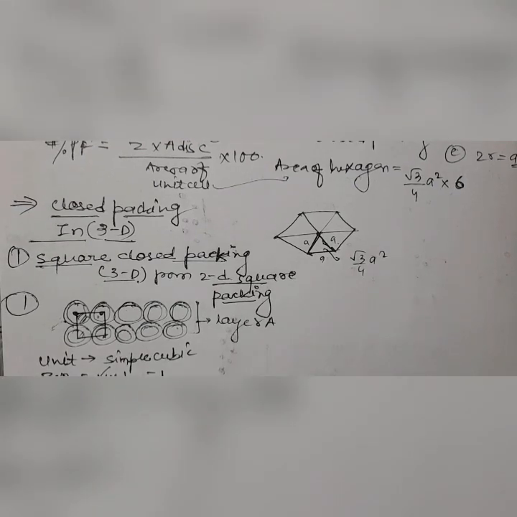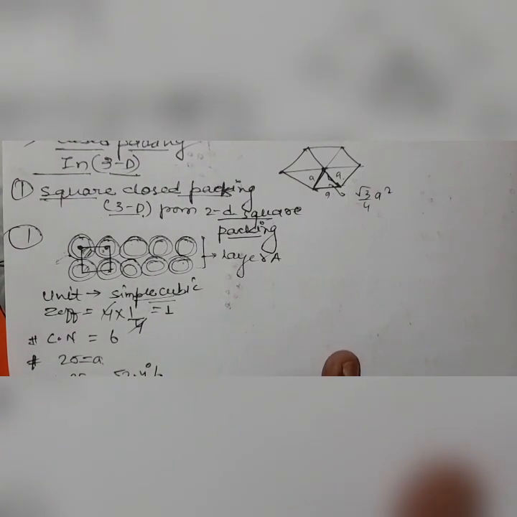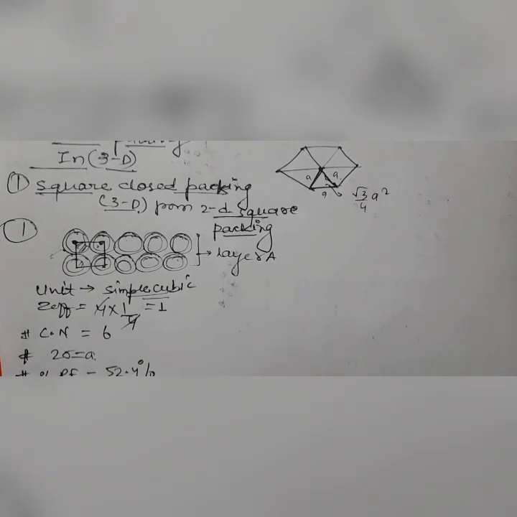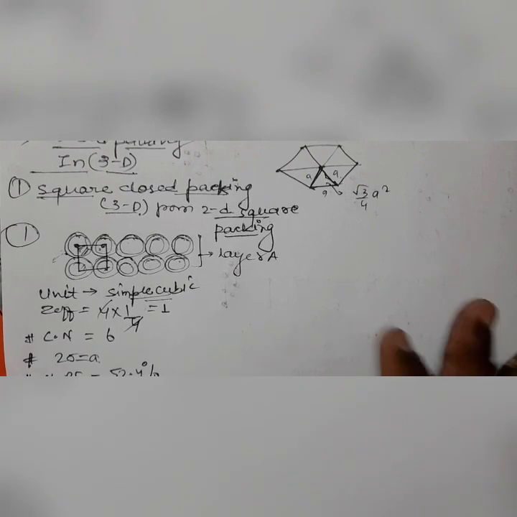Another is the relation between A and R, 2R equals A. And we have to learn that it has the same packing fraction as the simple cubic, that is nothing but 52.4%. Okay, let's move ahead to another packing system, that is cubic closed packing.